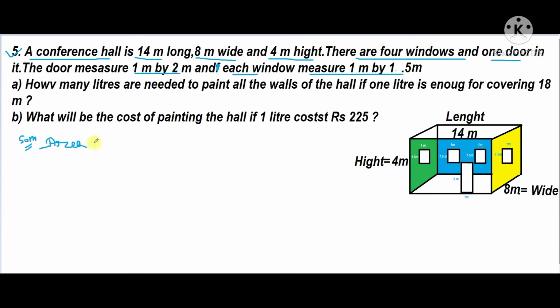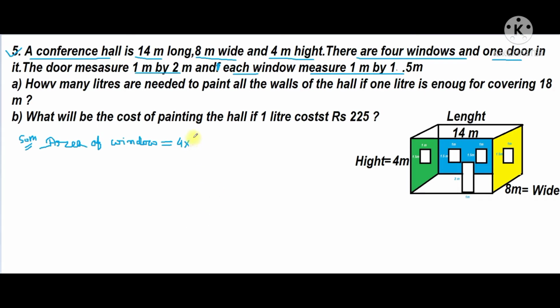So first we'll write in the solution, area of four windows. You see the doors and windows are rectangle shaped, right? So we'll use the rectangle formula. Area of windows: there are four windows, so we multiply by 4 into length into breadth, because the area of a rectangle is length into breadth.